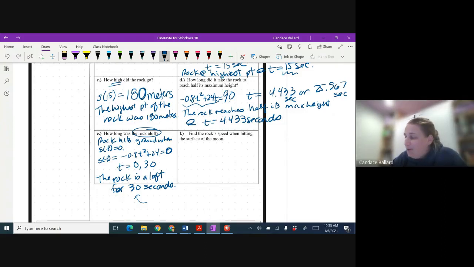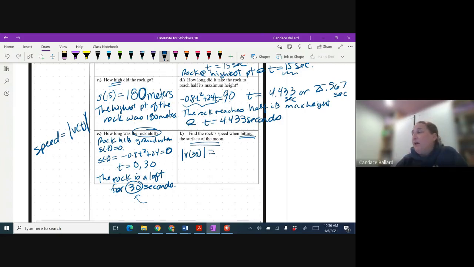Okay, I know this is something that was in there either in the last couple days or before break probably. We talked about speed. So remember that speed is the absolute value of velocity. So when I need to find speed, I take the absolute value of velocity. So the rock's speed when hitting the surface of the moon. Well, we know it hits the surface of the moon at 30 seconds. So that means I need to take the absolute value of velocity at 30 seconds.